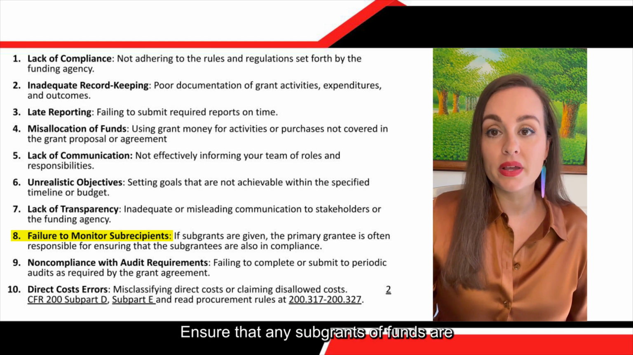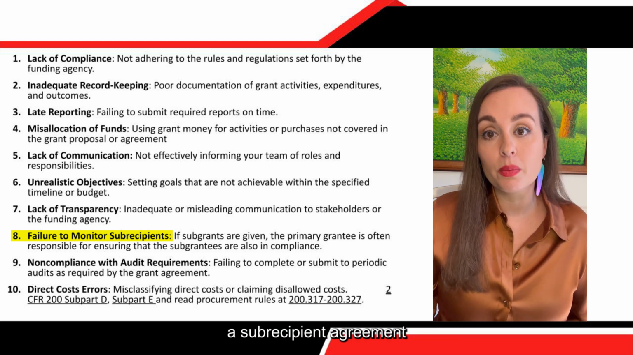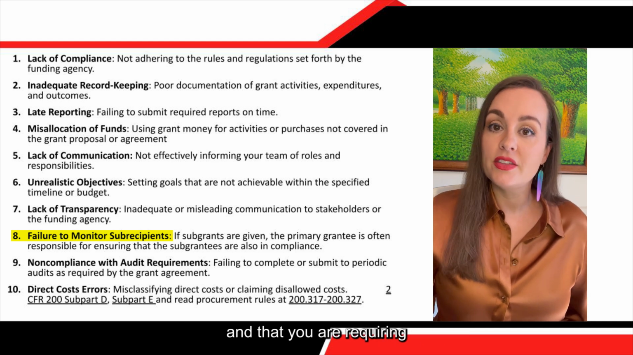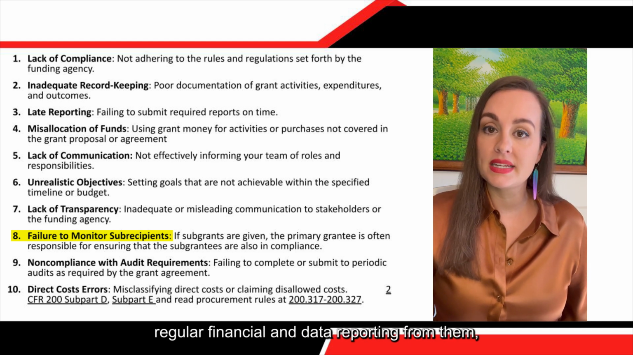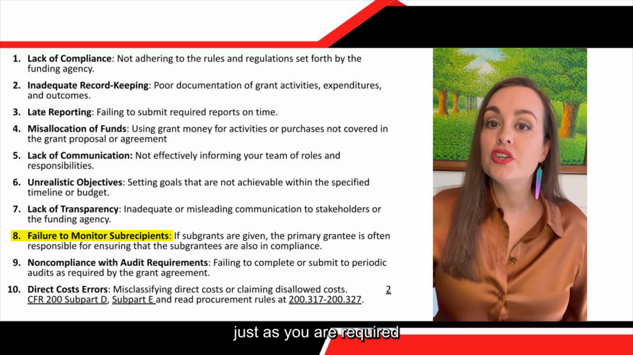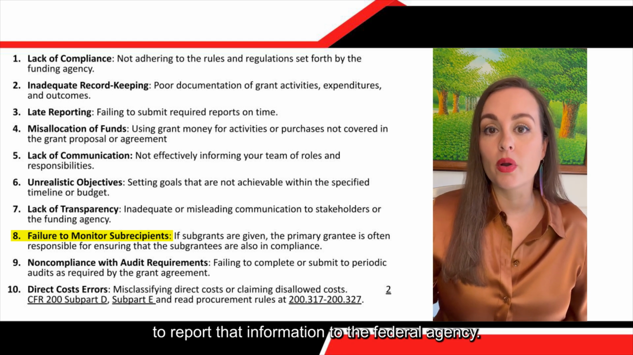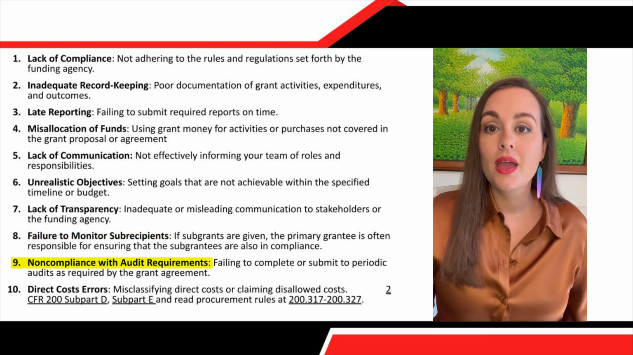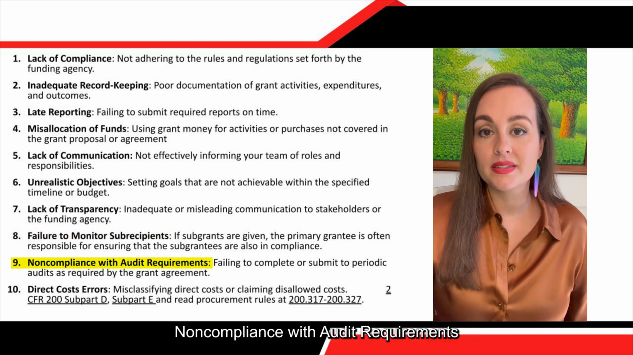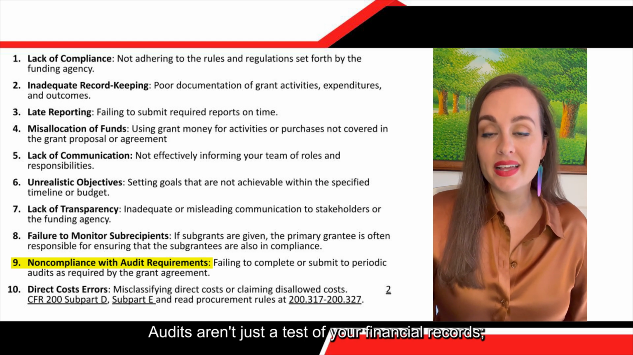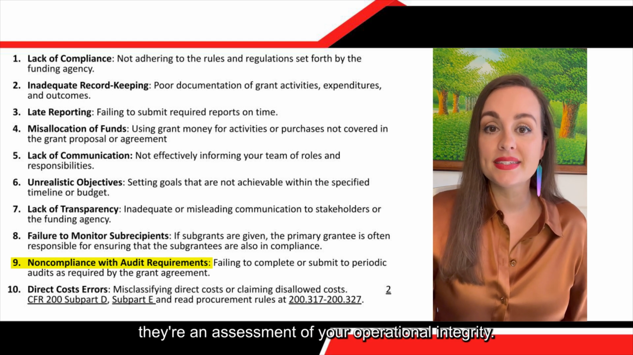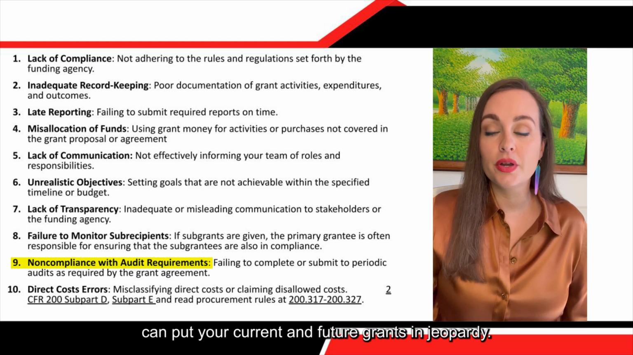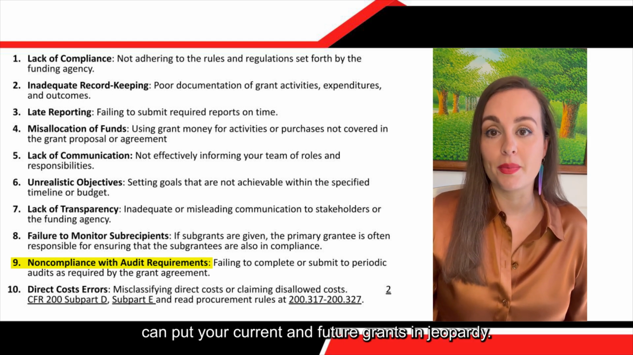Ensure that any subgrants of funds are also accompanied by a subrecipient agreement with the ability to monitor that organization, and that you are requiring regular financial and data reporting from them, just as you are required to report that information to the federal agency. Point number 9, non-compliance with audit requirements. Audits aren't just a test of your financial records, they're an assessment of your operational integrity. Non-compliance here can put your current and future grants in jeopardy.